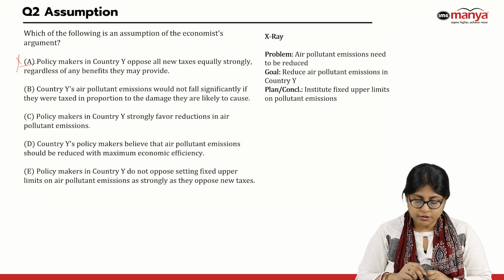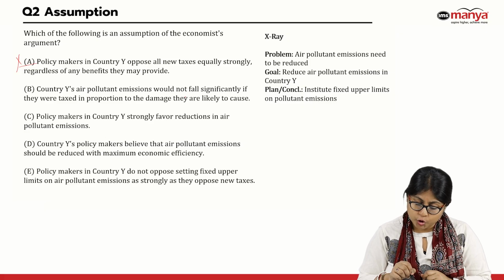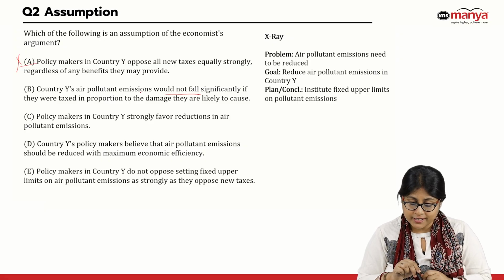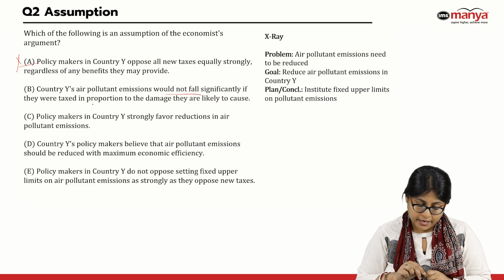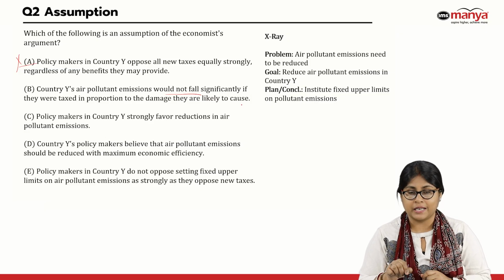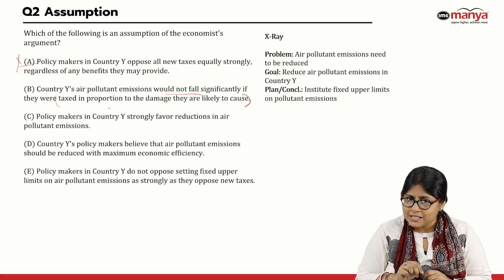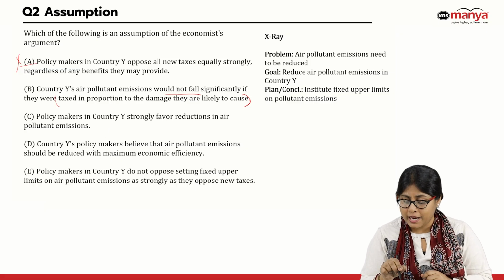Option B, country-wise air pollutant emissions would not fall significantly, would not fall. Okay, take care of the negatives. Negatives have to be interpreted correctly. So country-wise air pollutant emissions would not fall significantly if they were taxed in proportion to the damage they are likely to cause. Now honestly, tell me dear students, is this something that my plan of action according to the economist was?